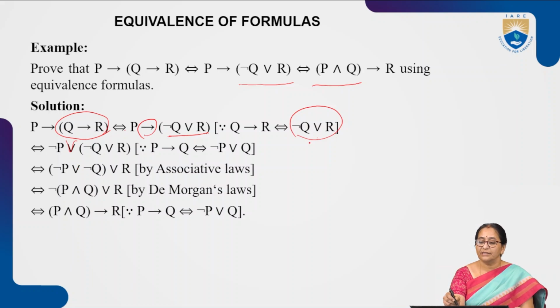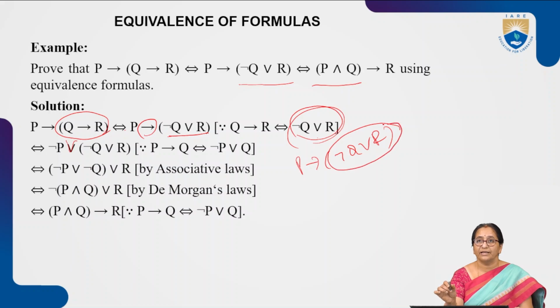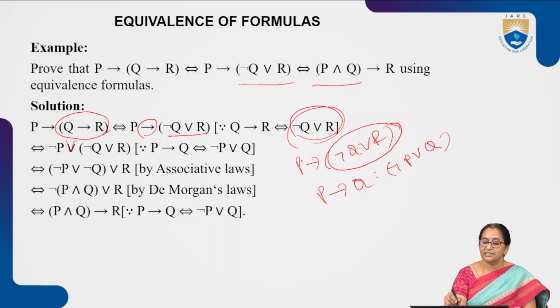Again, based on the same, P → (¬Q ∨ R). Just think of this as one operation. We know P → Q is always equivalent to ¬P ∨ Q. So based on that, here also we are placing ¬P ∨ (¬Q ∨ R). Yes, this is the standard formula.